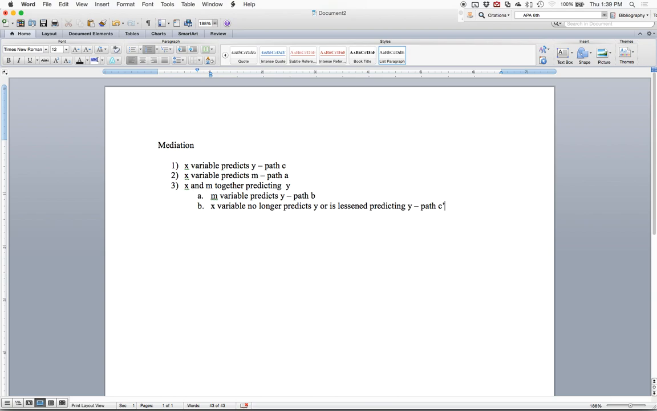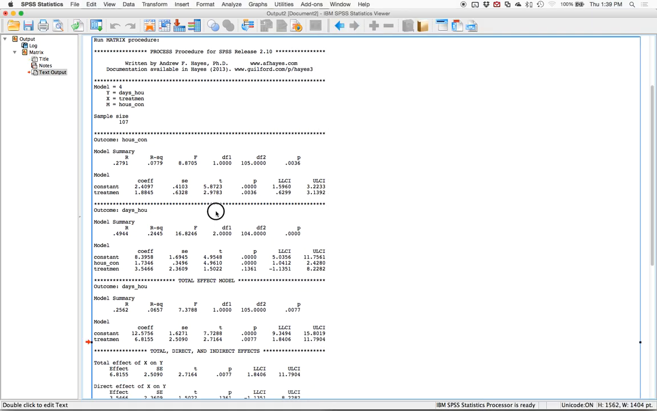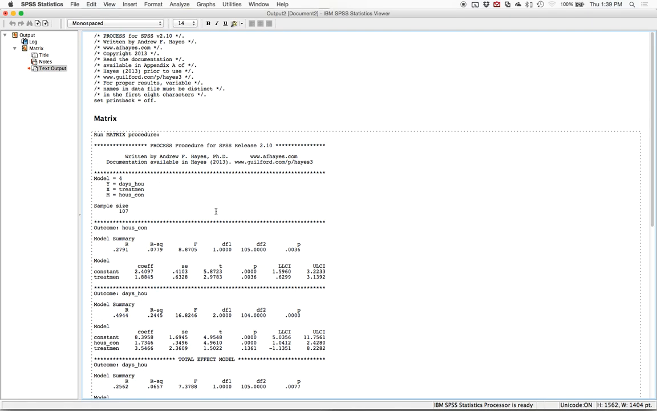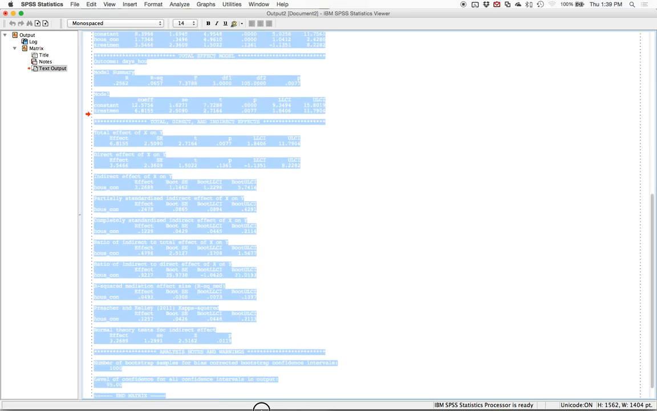Now, that is the order that they have proposed that you go in, because if step 1 does not happen, it doesn't matter for the rest. And then if x doesn't predict m, the rest doesn't matter. And if m doesn't predict y, the rest doesn't matter. So they're in order for a reason. But sort of cleverly, the output that you're going to get is in alphabetical order. So we kind of have to match this to the output that we're looking at. So I'm going to do this one piece at a time here. I'm going to highlight the whole thing, but we'll go through it one part at a time.